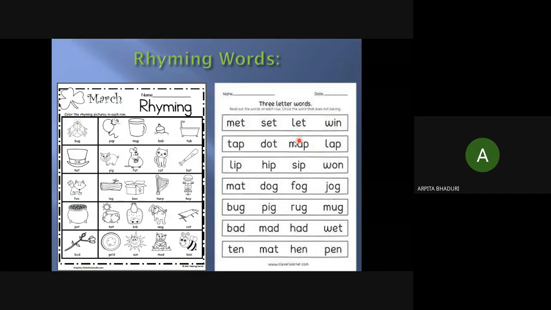Very good. And let us do just one last one. This is the tap, dot, map, lap. Which one is not matching, not rhyming? Dot. Excellent. Dot. See, you know all the answers correctly. Yes, indeed, it is dot. So you will put circle around it. Like this way, can you solve the full worksheet? Yes, ma'am. Yes, very good. So I will keep this worksheet for you and you have to solve it. I hope you will be able to do it.